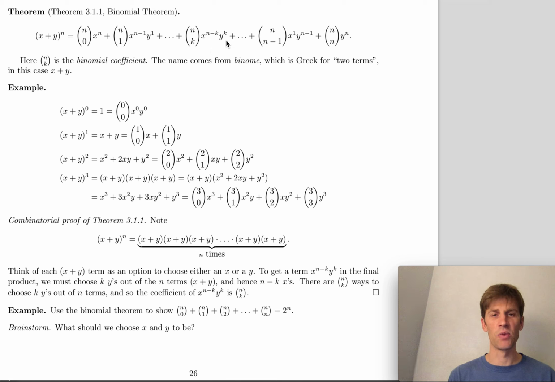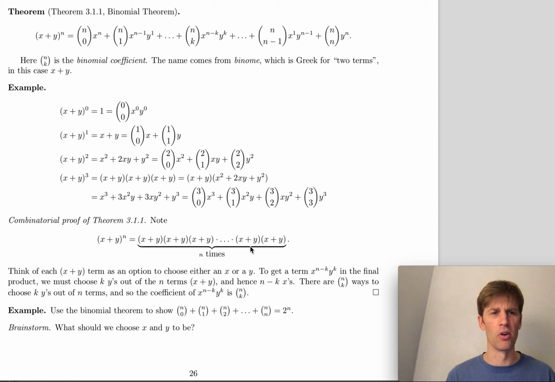On the term that has y to the kth power, I need to choose k of these x or y's to be y. The remaining n minus k will be x's, and hence the coefficient, the number of ways I can get y to the kth power, is indeed n choose k.